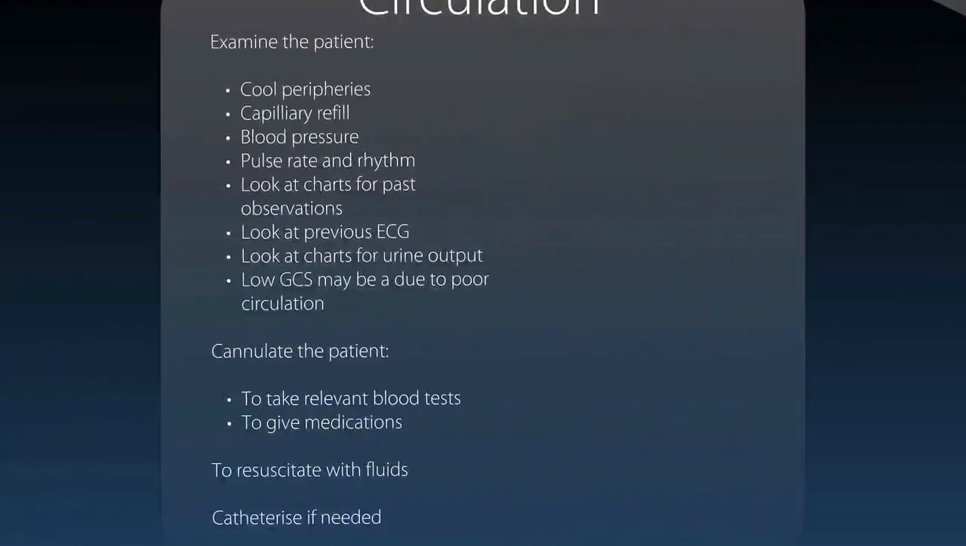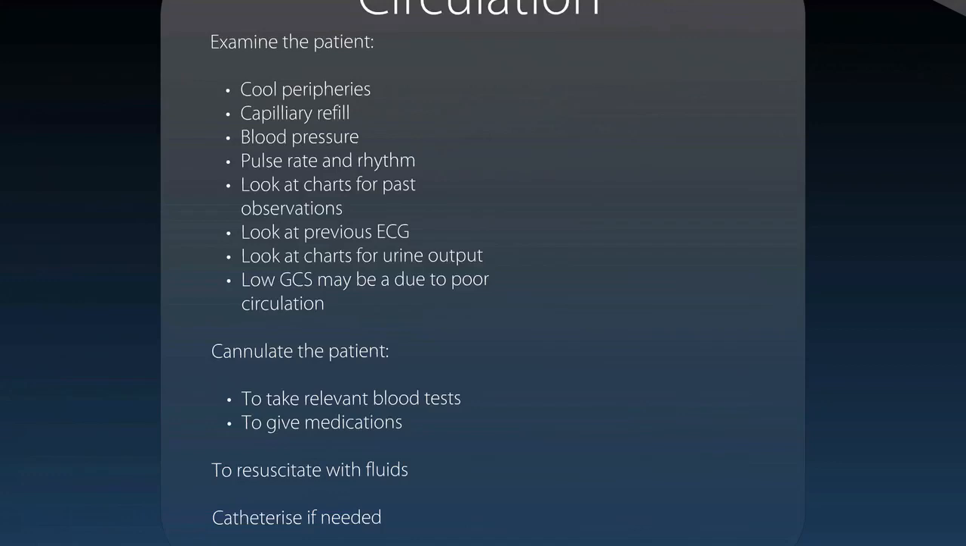On circulation, it's important that you examine the patient as with the other parts. And again, these are the things which you can see. A patient with cool peripheries, poor capillary refill, a low blood pressure, a high heart rate or abnormal heart rhythm may be someone who needs help with their circulation. And looking at the observation charts and ECGs and the other things such as urine output may give you an indication that the circulation is not functioning well in the patient that you believe is sick.